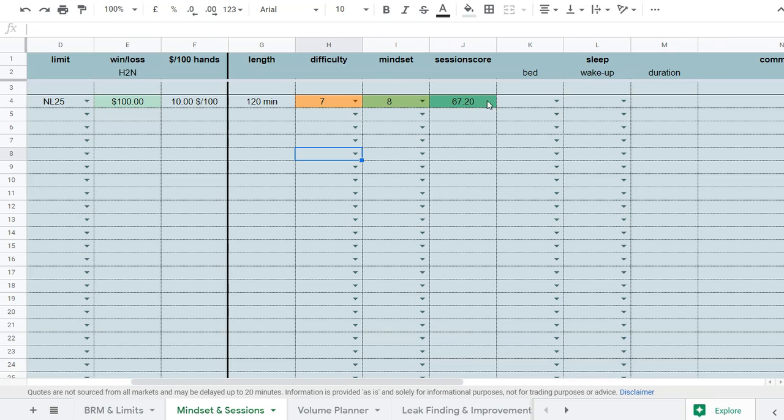So to help reflect this, just for fun, we have this session score column, which gives us a number of points for our mindset that session.